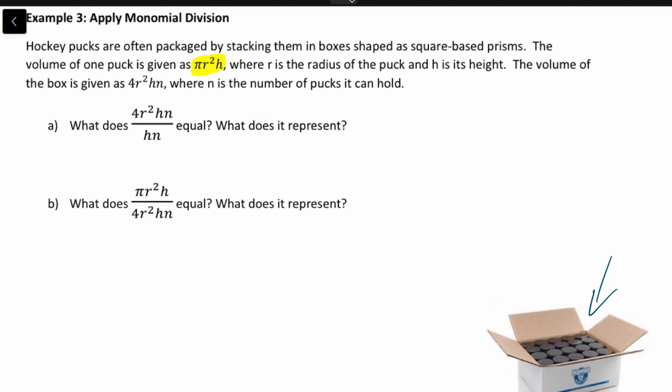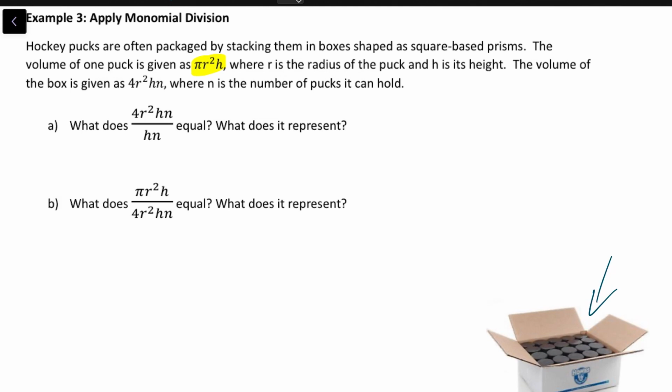That's essentially just taking the surface area of the hockey puck, the top and bottom, and multiplying it by the height of the side of the hockey puck, where r is the radius of the puck and h is its height. The volume of the box is given as 4r squared hn, where n is the number of pucks it can hold. All right, so here they're arranging these equations together. First they ask us, what does 4r squared hn equal, and what does it represent?